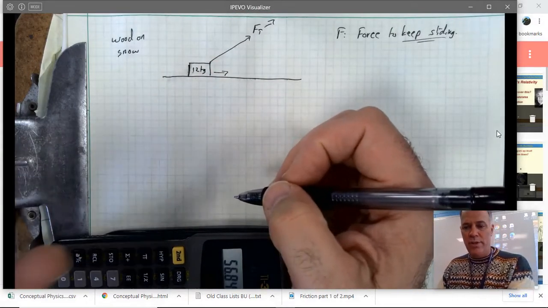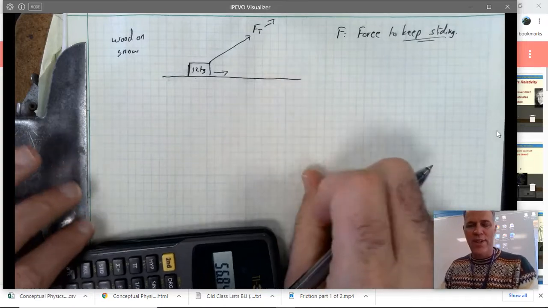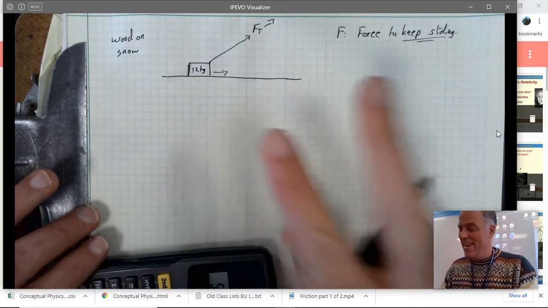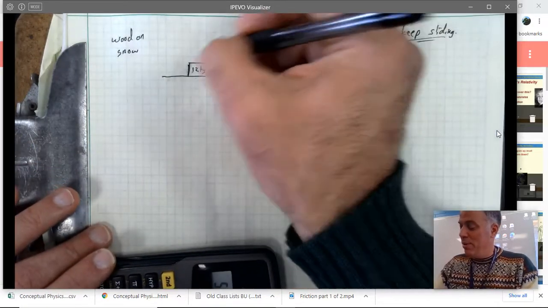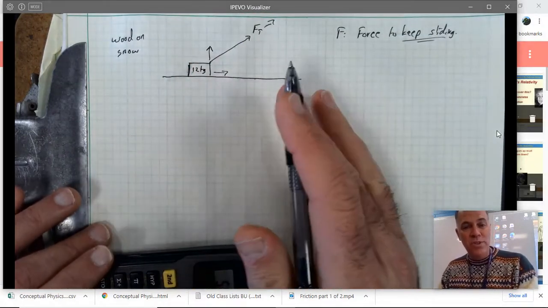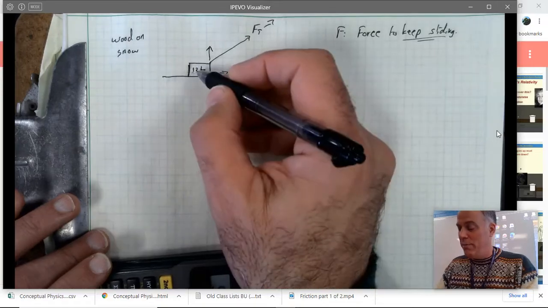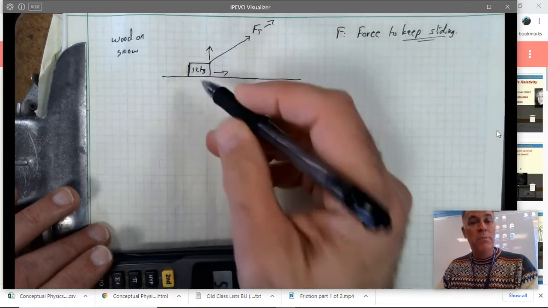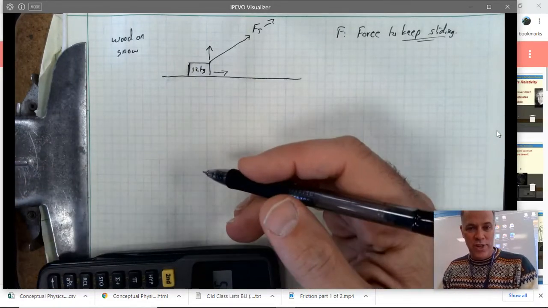That's the first complication. The second complication is that part of the pull is lifting the block up, which reduces the normal force of the block against the snow, which means that there's a smaller force of friction.